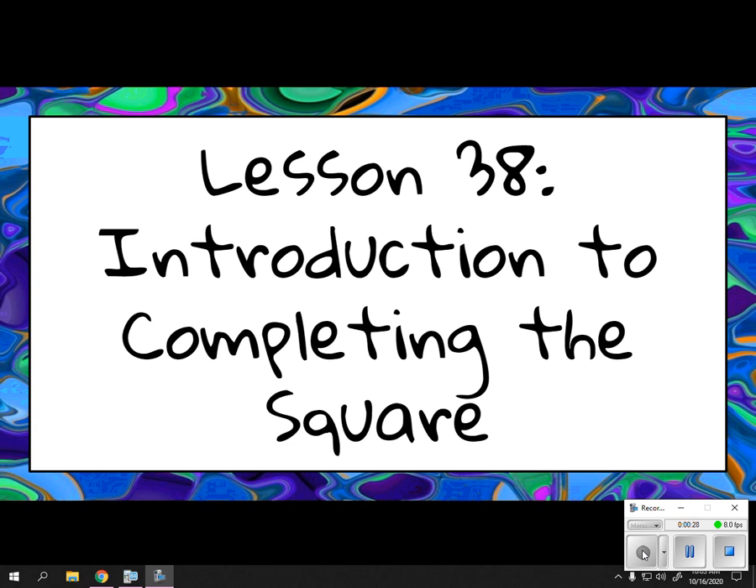Okay, so we are going to be introduced to completing the square, and then we are going to use that to do something else with it. So today's lesson is not the end. Today's lesson is just the beginning. Okay, so we are going to complete the square.